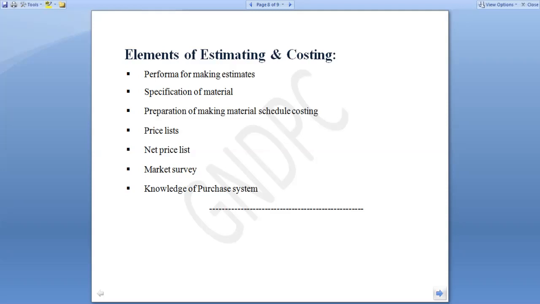Since we are dealing with certain parameters like voltage, current, and so on, technical specifications are a must. Then preparation of material schedule, costing, price list, net price list, and market surveys. Market survey is very much essential, because without it you cannot handle the prices and other things. Then the deep knowledge of the purchase system. We'll be doing these elements of estimating and costing in lecture 2.